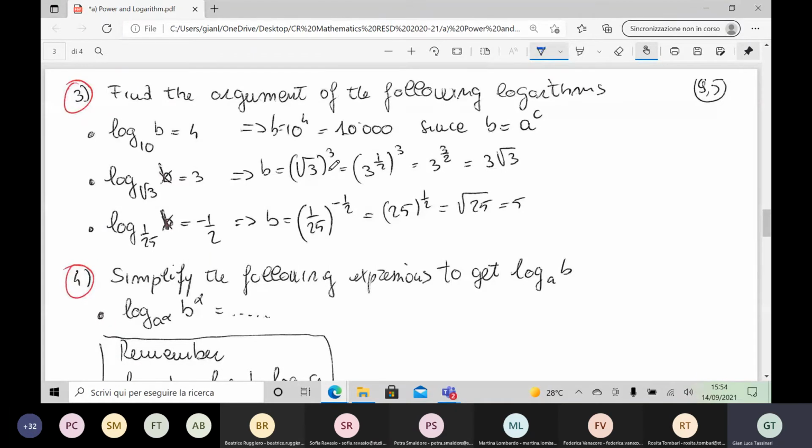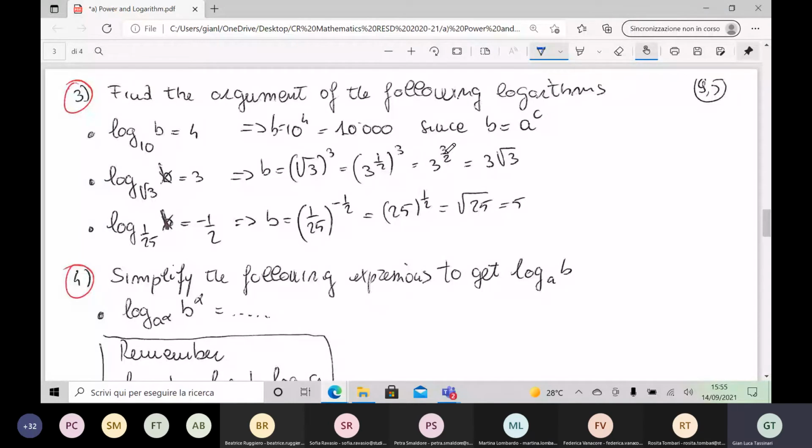Alternatively, to play also with the properties of powers, square root of 3 can be written as 3 to the power 1 over 2, and everything raised to the power 3. So what is it? A power on power. And the result is a power with the same basis, 3, and the power, the product between 1 over 2 and 3, the product of the exponents. So 3 to the power 3 over 2.